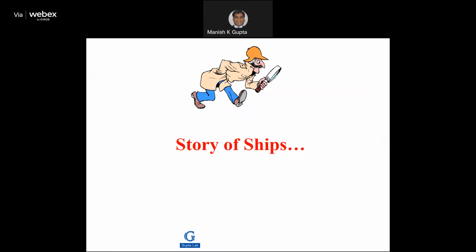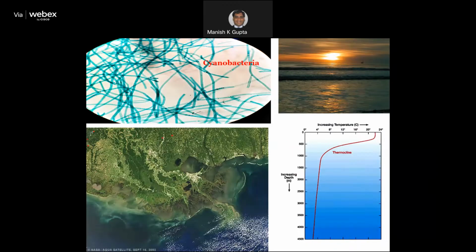There is a story of ships actually. I'm not sure if you are familiar with this story of ships. It's a very powerful story which has changed the planet forever. There is this bacteria in the ocean, and this bacteria causes different kinds of waves in the ocean, like cold wave and hot wave.